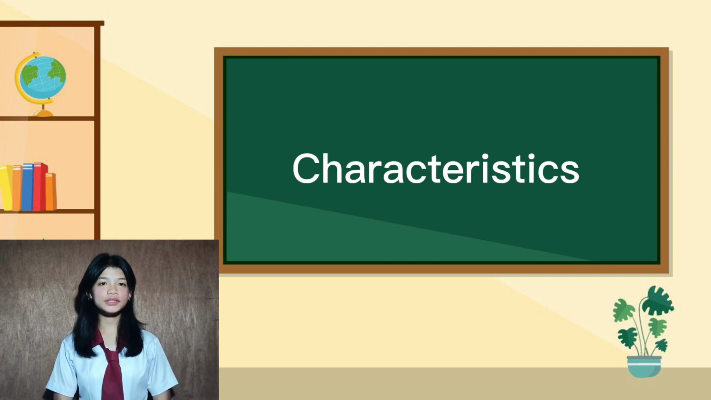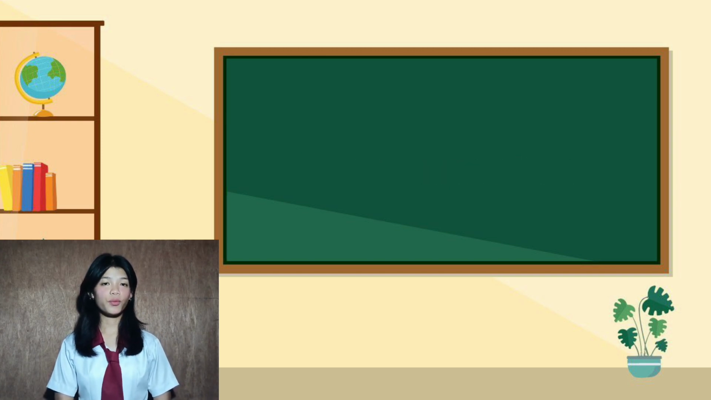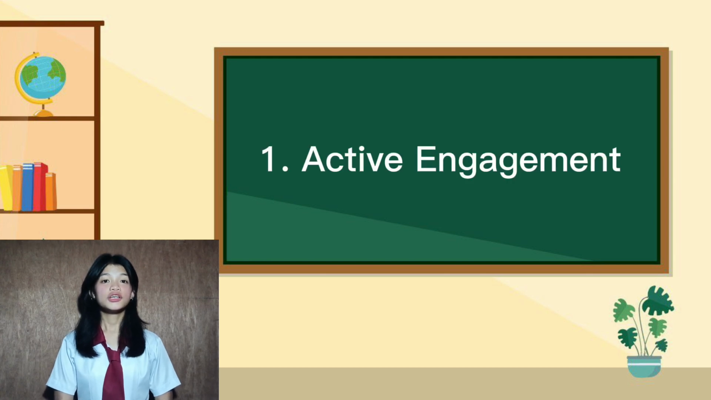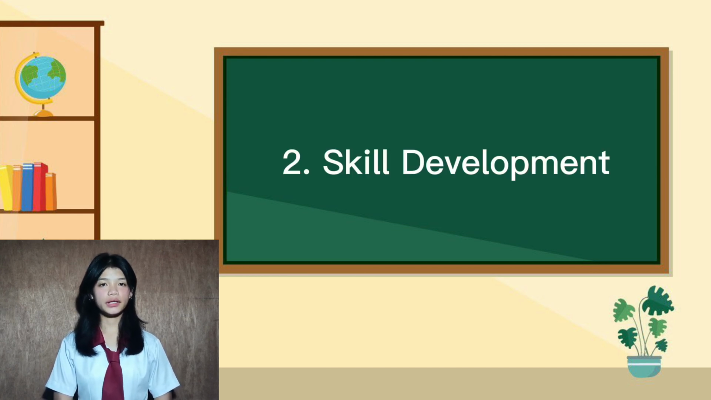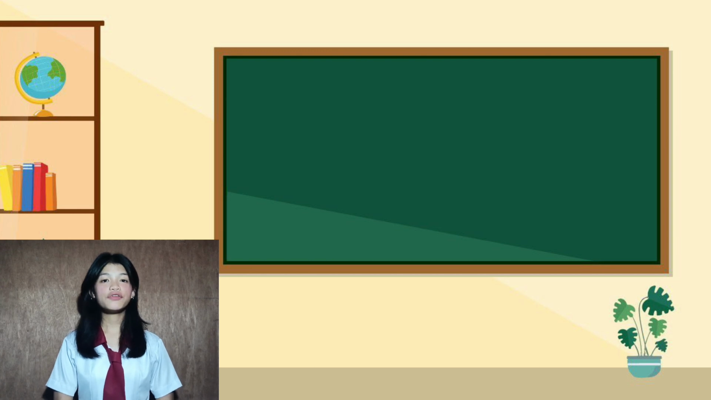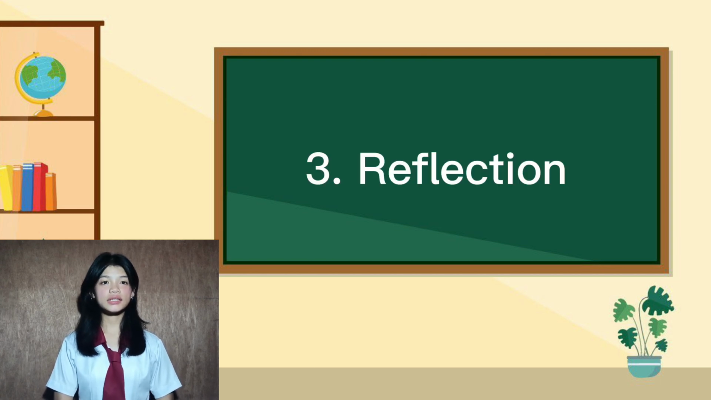Next are the characteristics of learner-centered teaching. Number 1, active engagement. Students participate in discussion, problem solving, and critical thinking exercises. Number 2, skill development. Teachers help students build essential skills like analysis, communication, and problem solving. Number 3, reflection. Students assess their learning strategies and progress.